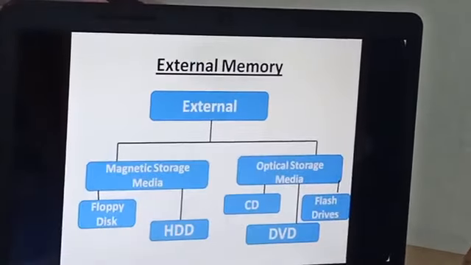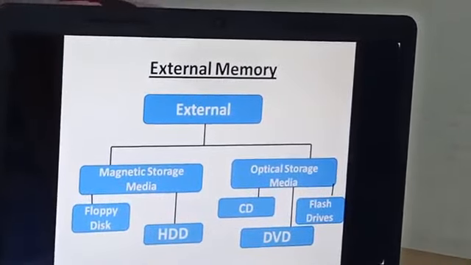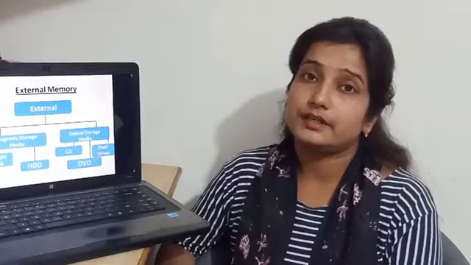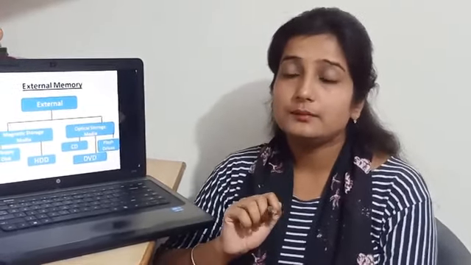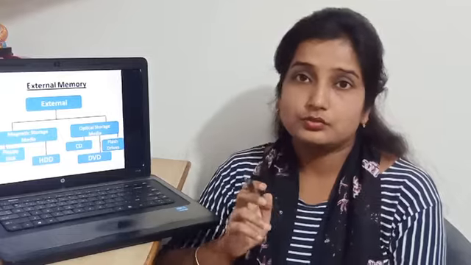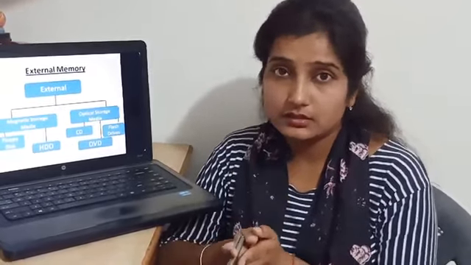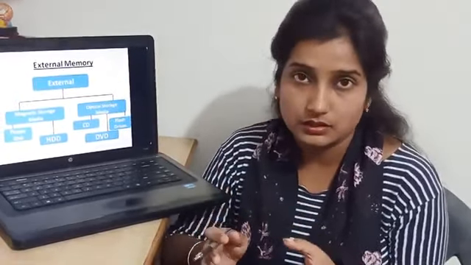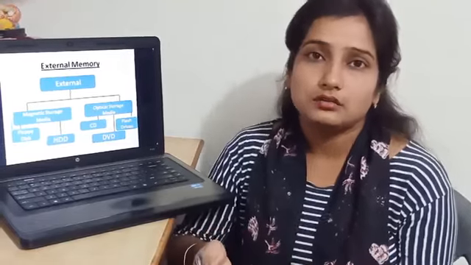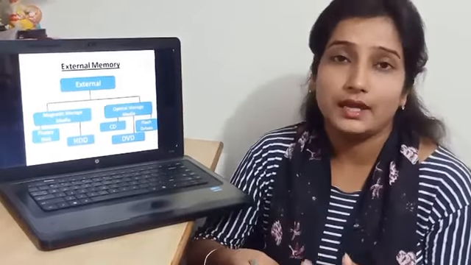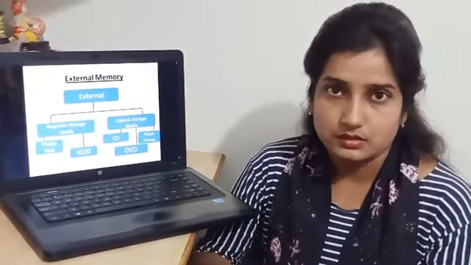Now let's move to the next one, that is external memory. External memory is the one which is added externally. External memory is the one which stores the data permanently. As you have studied, the internal memory is of two types, RAM and ROM, and RAM has several types, and ROM has several types. So here comes a question: when we already have these types of memory inbuilt in our system, we don't need to add them externally. So why do we need a separate memory? Why do we need external memory which we need to buy or add externally? What is the need of external memory?